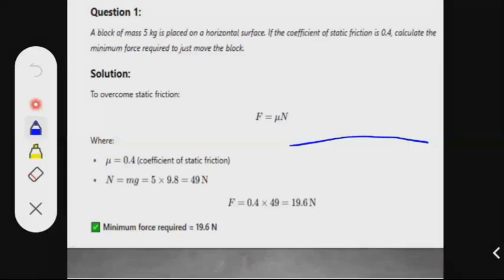Assuming we have this plane here and we have our objects on this plane, there is always going to be a force that is perpendicular to the place where this object is lying. What I mean by perpendicular is that it's at 90 degrees to the plane. That force is what they call the normal force.